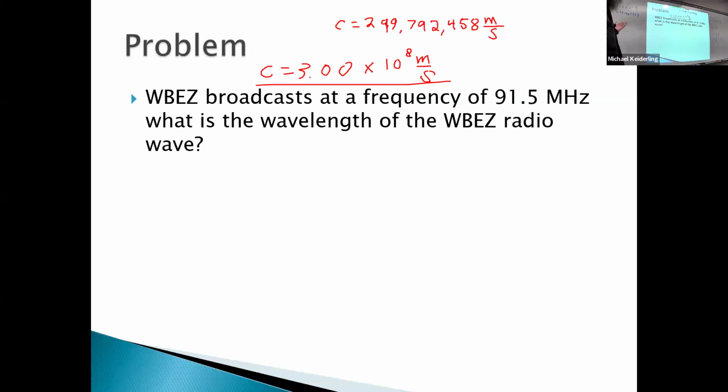So WBEZ broadcasts at a frequency of 91.5 megahertz. What is the wavelength of the WBEZ radio wave? That's our local NPR affiliate. So what wavelength is WBEZ broadcast at? TV is sort of on the high end of the FM.